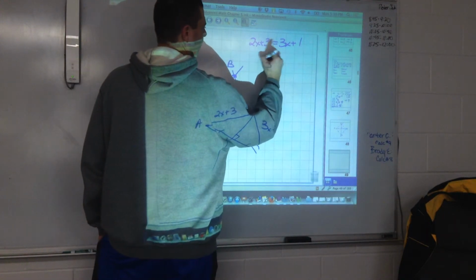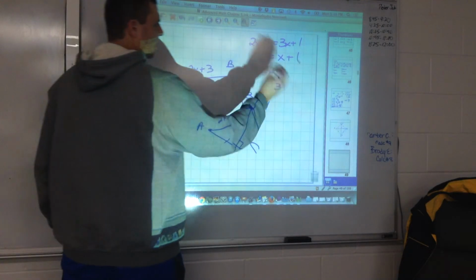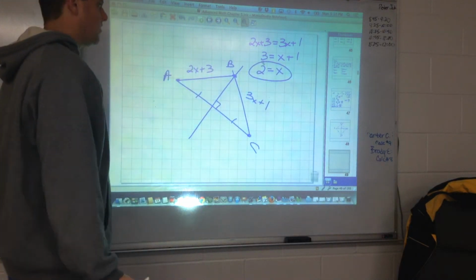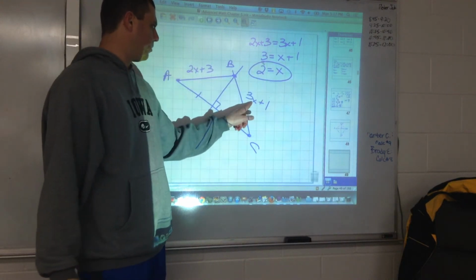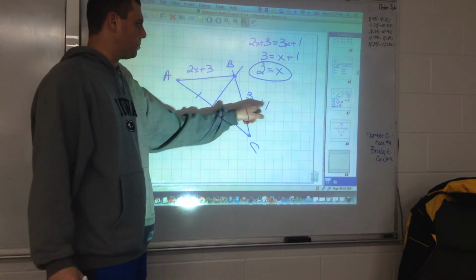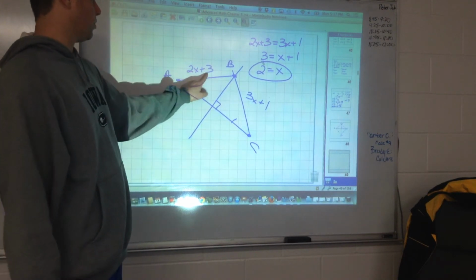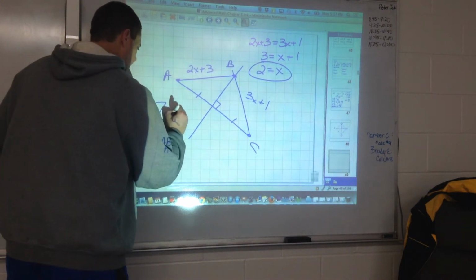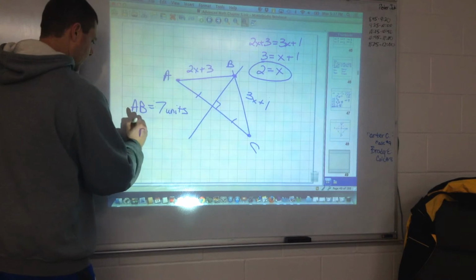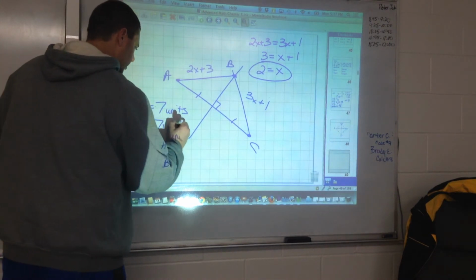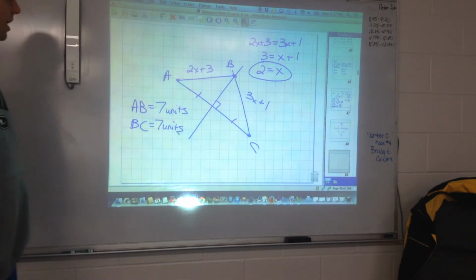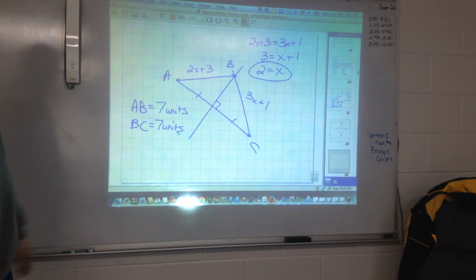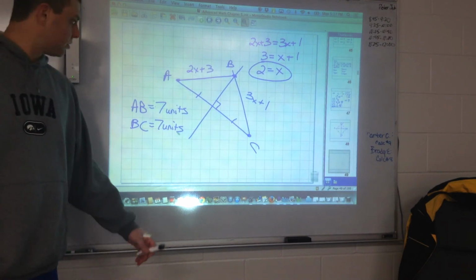Subtract 2x from both sides, subtract 1 from both sides, and you get x equals 2. If it said find the length of each segment, you could plug 2 in here, so 3 times 2 is 6, plus 1 is 7, and 2 times 2 is 4, plus 3, that's also 7. So you can say that AB equals 7 units long and BC equals 7 units long. And that's really all that you need to do on most of those problems for tomorrow. That should be enough to get you by. Hopefully you can complete all those tomorrow.